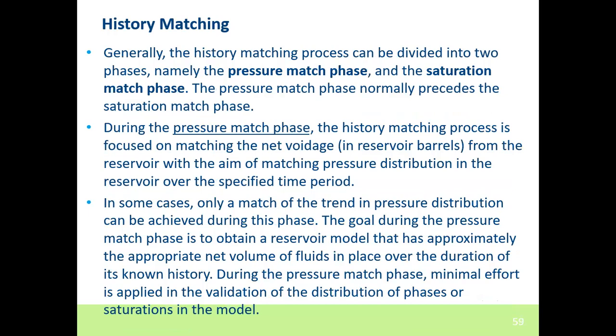So generally, the history matching process can be divided into two phases. There's the pressure match phase and the saturation match phase. This is the traditional way to do it. There are different approaches, but this is the traditional way. The pressure match phase normally precedes the saturation phase. During the pressure match phase, the history matching process is focused on matching net voidage from the reservoir with the aim of matching pressure distribution over a specified period of time.